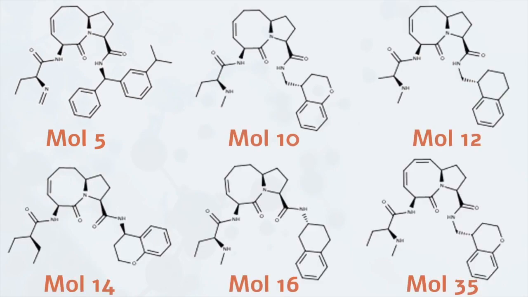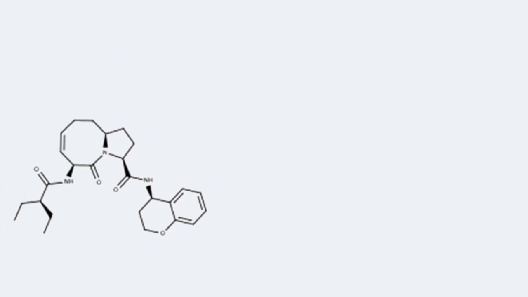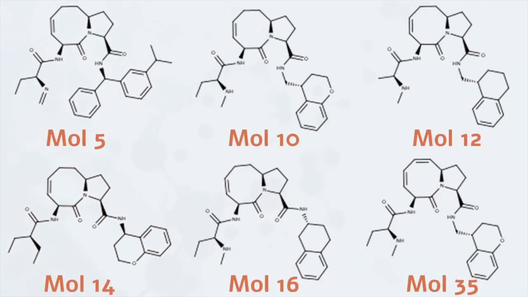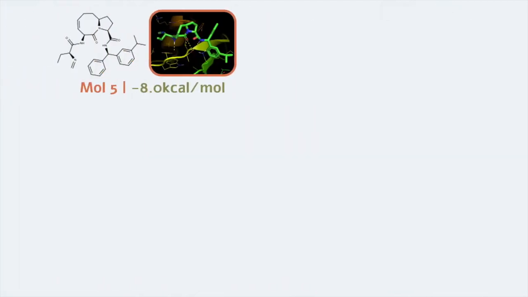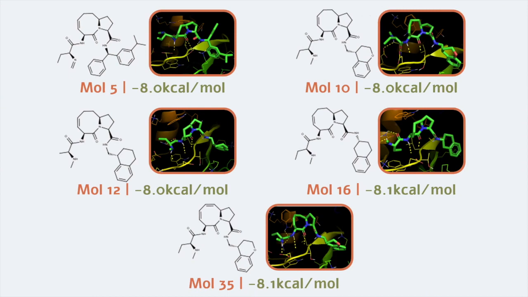Yeah, compound 14 was the best compound that we made. It increased the binding affinity to negative 8.6 kilocalories per mole. That's true, but the other compounds were also pretty good, like compounds 5, 10, 12, 16, and 35, that increased the binding affinity to at least negative 8.0 kilocalories per mole. They all also qualified in Lipinski's rule of 5.